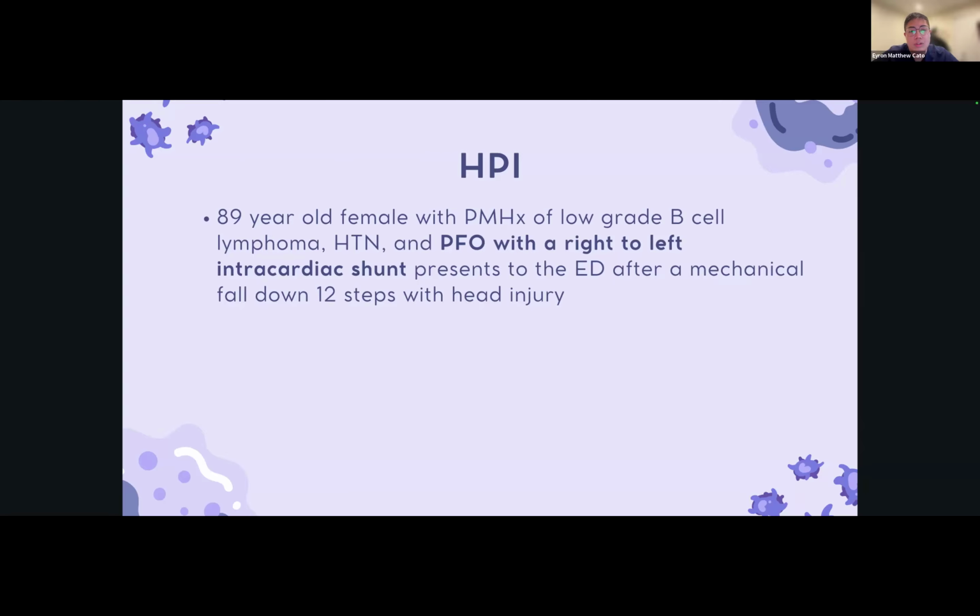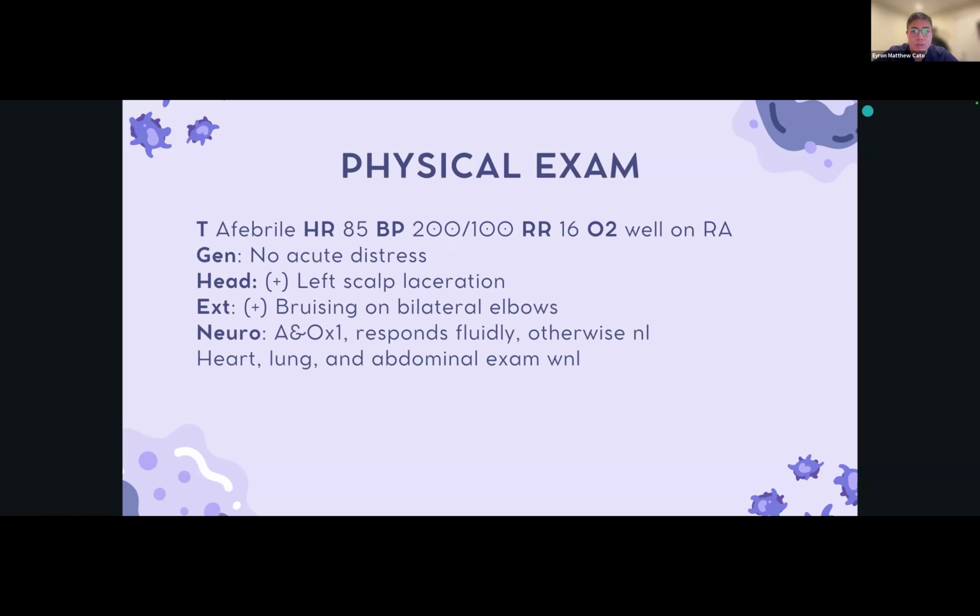She was seen in the ED after a mechanical fall down 12 steps, and she sustained a head injury. Physical exam was notable for hypertension to the 200 systolic and good O2 saturation on room air initially. The patient was also noted to have injuries on her scalp and bilateral elbows. The remainder of the exam, including the heart and lungs, were otherwise unremarkable.